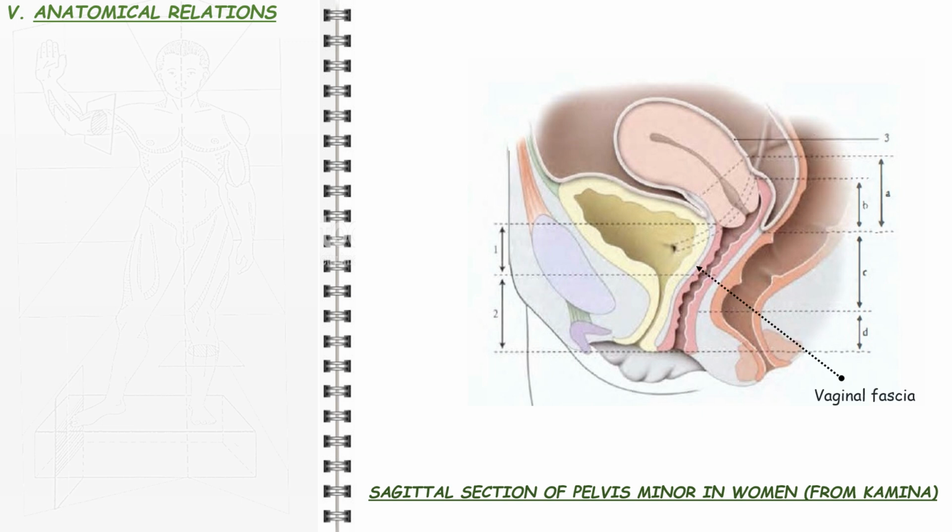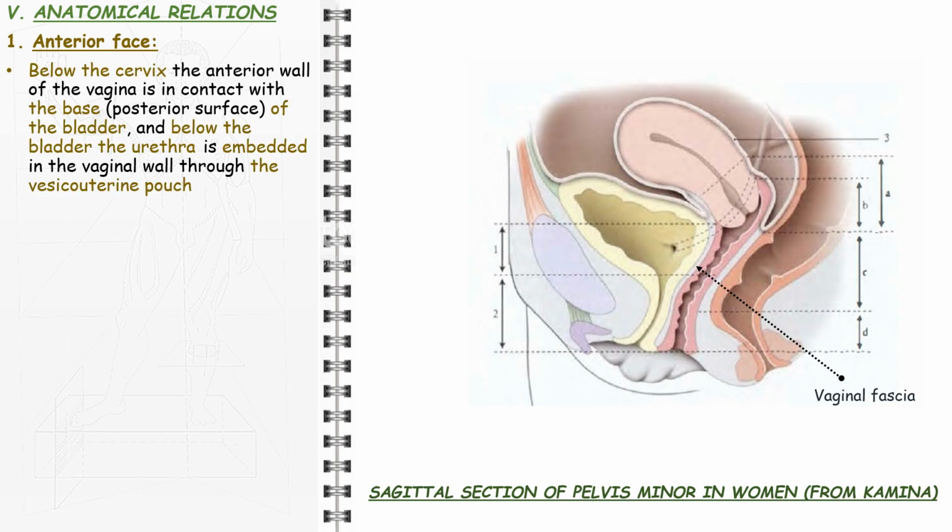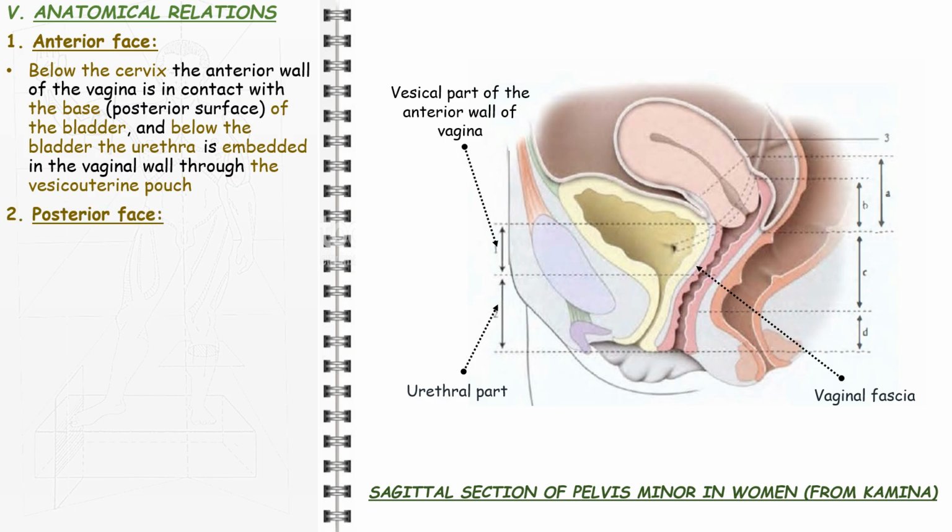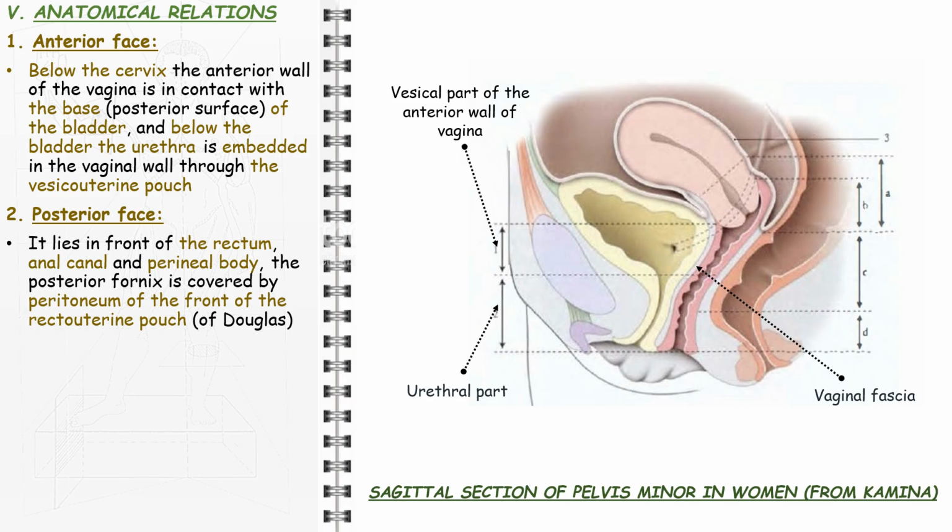Below the cervix, the anterior wall of the vagina is in contact with the base of the bladder and the retrovesical portion of the pelvic ureter, and below the bladder, the urethra is embedded in the vaginal wall through the vesicouterine pouch. The posterior wall lies in front of the rectum, anal canal and perineal body. The posterior fornix is covered by peritoneum of the front of the rectouterine pouch of Douglas.